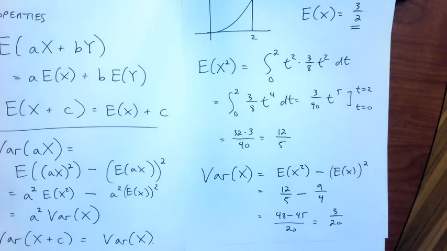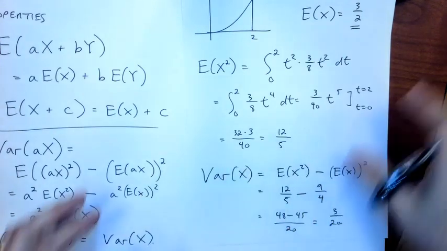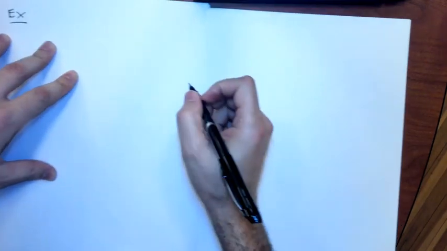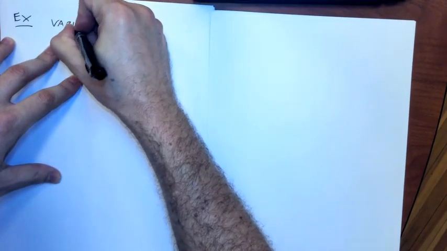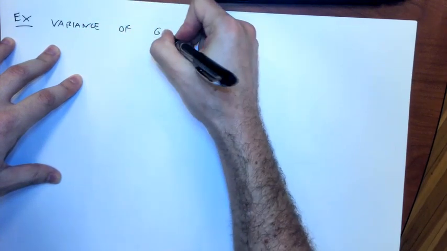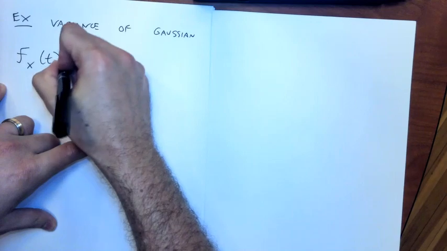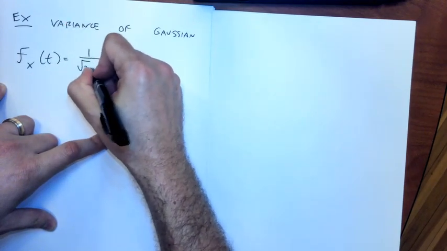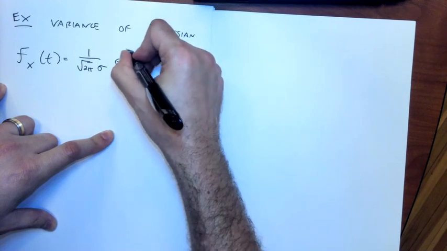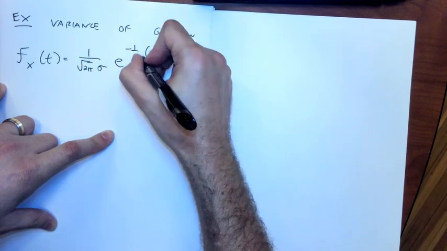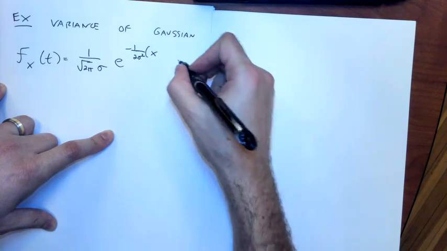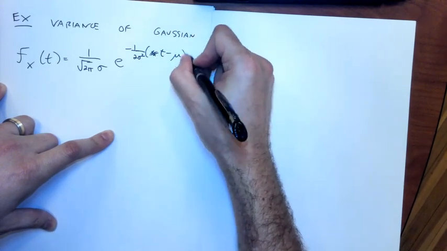All right, so let's just prove that the variance of the Gaussian was in fact what I said it was. I know it's going to be sigma squared, but why is that true? So what is the variance of the Gaussian random variable? Well, remember, what is the PDF? It is 1 over square root of 2 pi sigma, e to the minus 1 over 2 sigma squared, t minus mu squared.